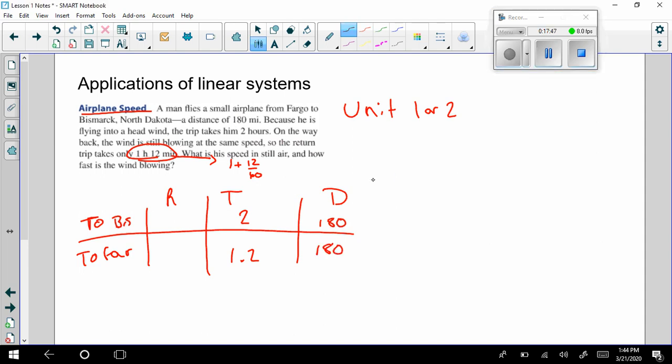Okay, so here's where your variables come in place. We don't know the rate of the plane. And we don't know the rate of the wind. But we do know they're both constant. So on the way there, we have the wind pushing against him. It's not helping him. On the way back, it is helping him. And so 1 we subtract and 1 we add.